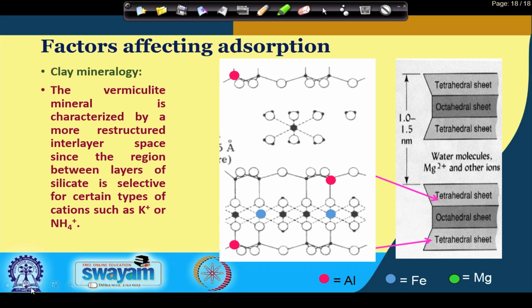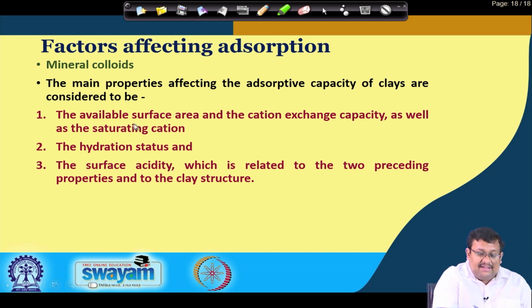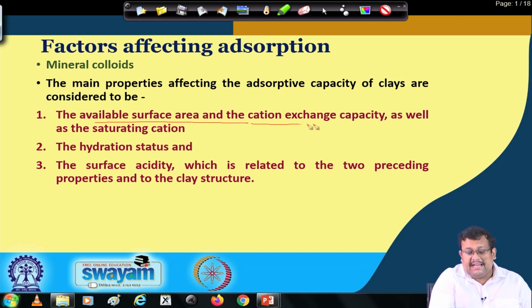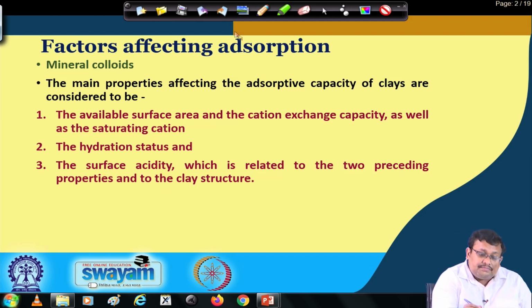Okay. So, we have seen that the main properties affecting the adsorptive capacity of the clays are basically three. First of all, the available surface area and the cation exchange capacity as well as the saturating cation. Secondly, the hydration status, which is another important part, and third, the surface acidity, which is related to the two preceding properties of the clay structure. So, these two properties of the clay structure define the nature of the surface acidity of the clay mineral. It is due to the hydration status and also the availability of the external surface area and the cation exchange capacity. So, these three are the major properties governing the adsorptive capacity of the clays.